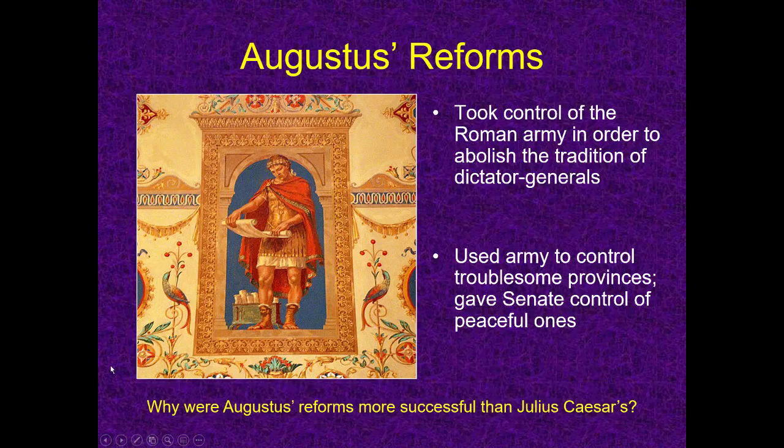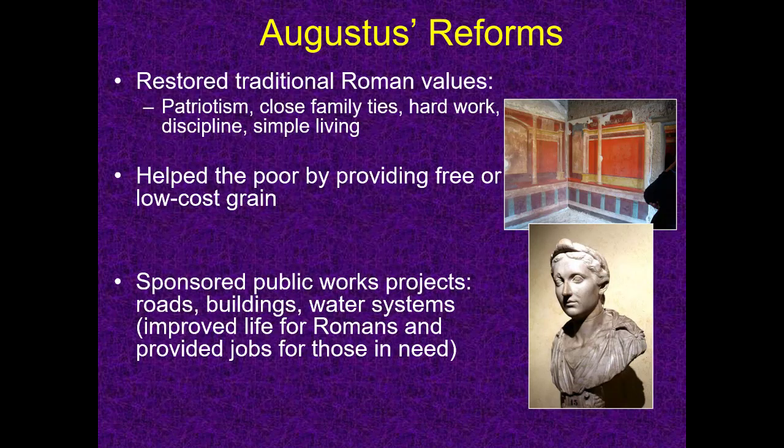In this question here, this shows up. Why were Augustus's reforms more successful than Julius Caesar's? It's real simple. Because he's actually got the approval of the people and of the Senate when he's doing it, whereas Julius Caesar was kind of doing what he did without the approval of the Senate, to the point where the Senate actually murdered him. So, that's probably why.